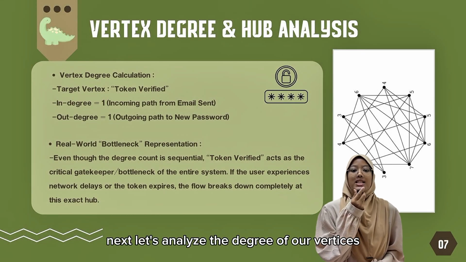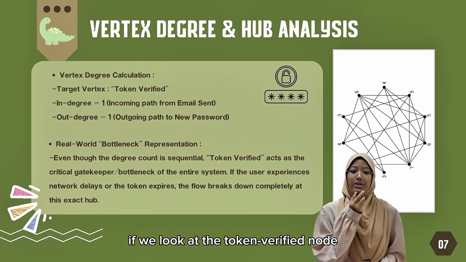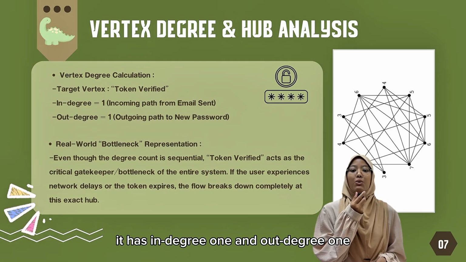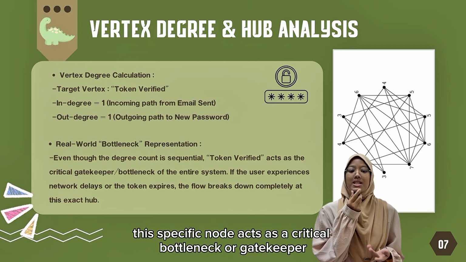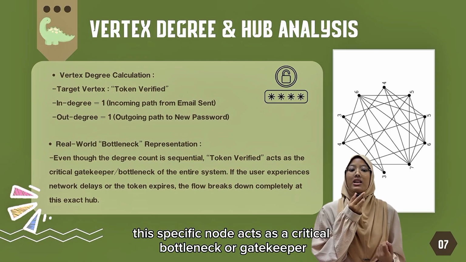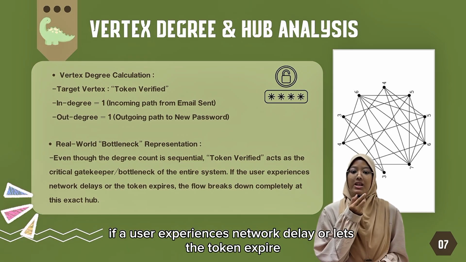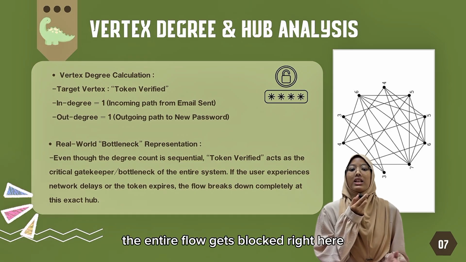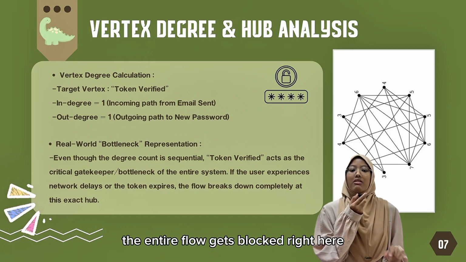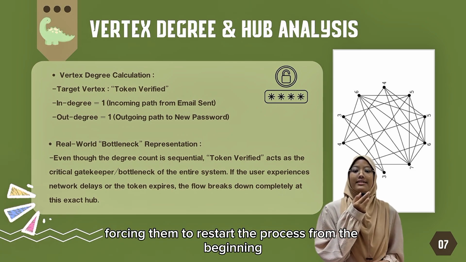Next, let's analyze the degree of our vertices. If we look at the token verify node, it has in-degree 1 and out-degree 1. In the real world, this specific node acts as a critical bottleneck or gatekeeper. Even though it is a simple sequence step, if a user experiences network delay or lets the token expire, the entire flow gets blocked right here, forcing them to restart the process from the beginning.